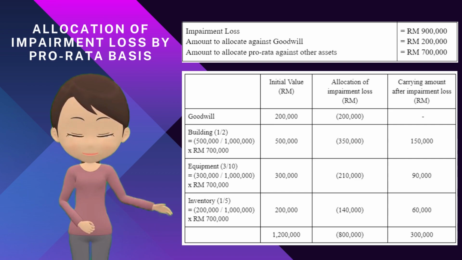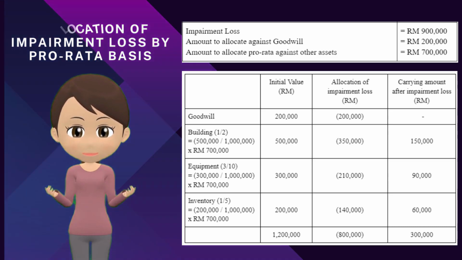From the table, we can see the carrying amount for each asset after deducting the allocation of impairment loss. Carrying amount after impairment loss for the building is 150,000, equipment is 90,000 and inventory is 60,000. So the total carrying amount after impairment loss is 300,000.